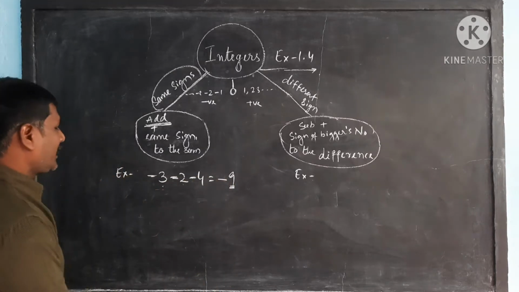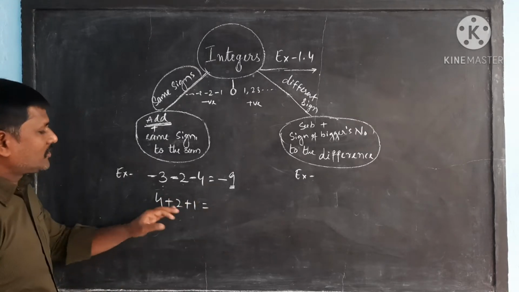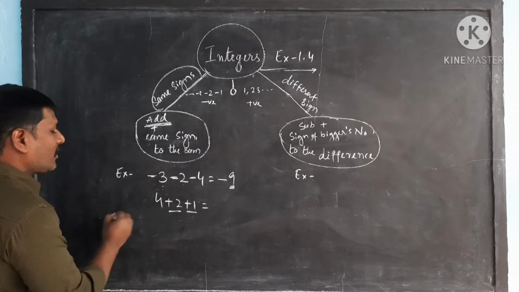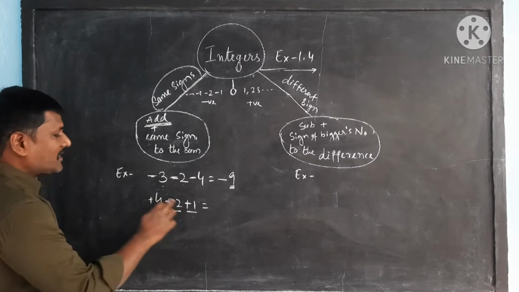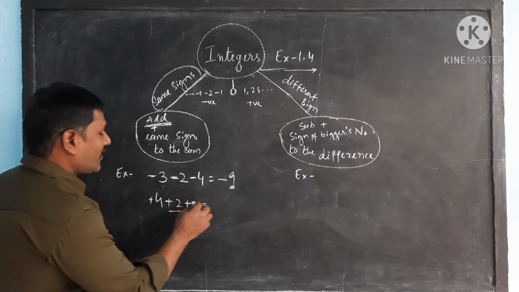Let us take one more example. 4, 2, 1. Here 1 has a plus sign, 2 has a plus sign, and even 4 is not having any sign, which means it's a plus number. So all the signs are equal. You have to add them. 4 plus 2 is 6, 6 plus 1 is 7.